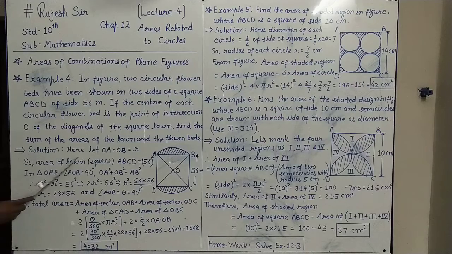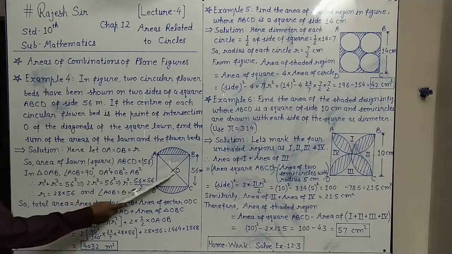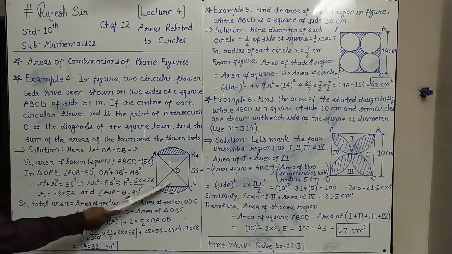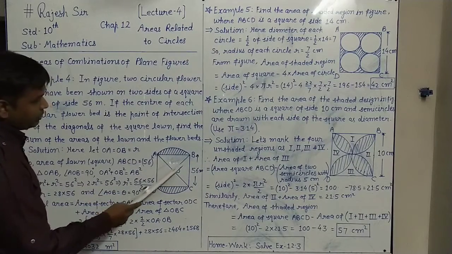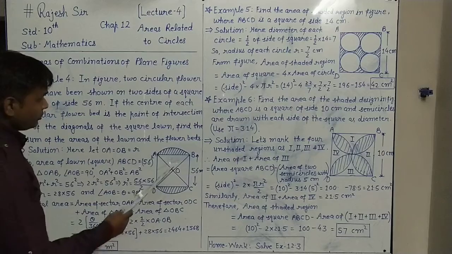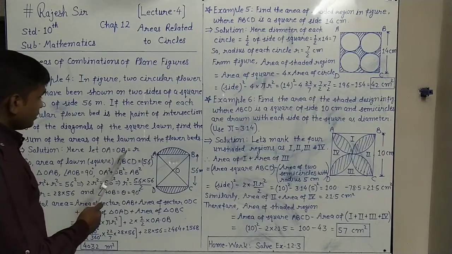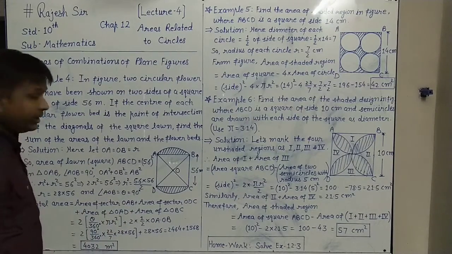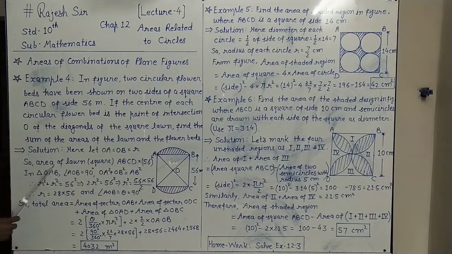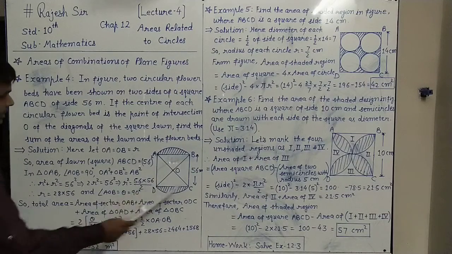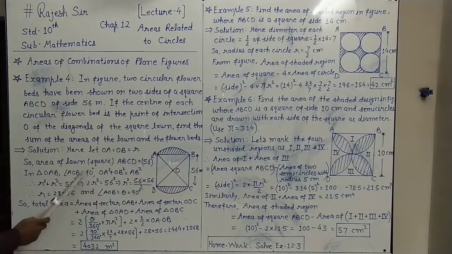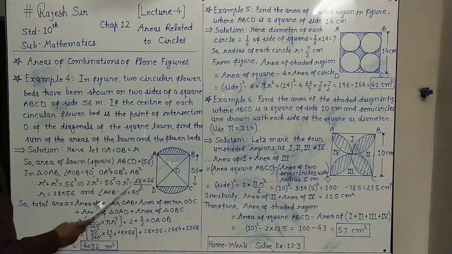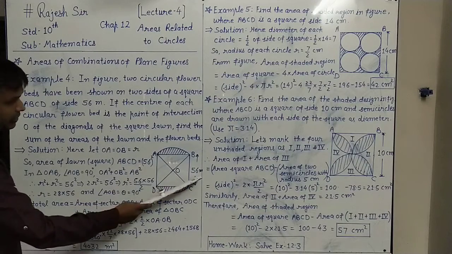So in the solution, let OA equal OB. As we have seen, O is the center for this flower bed, so OA and OB will be the radius of this circle. So OA equals OB equals R, the radius. So the area of the lawn ABCD, the square, is equal to side squared, that is 56 squared.